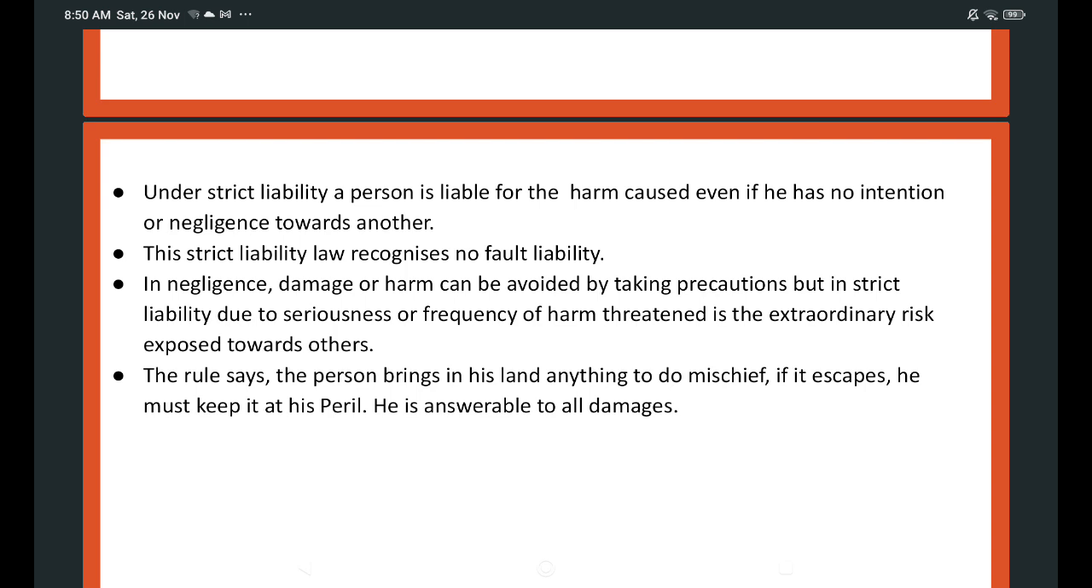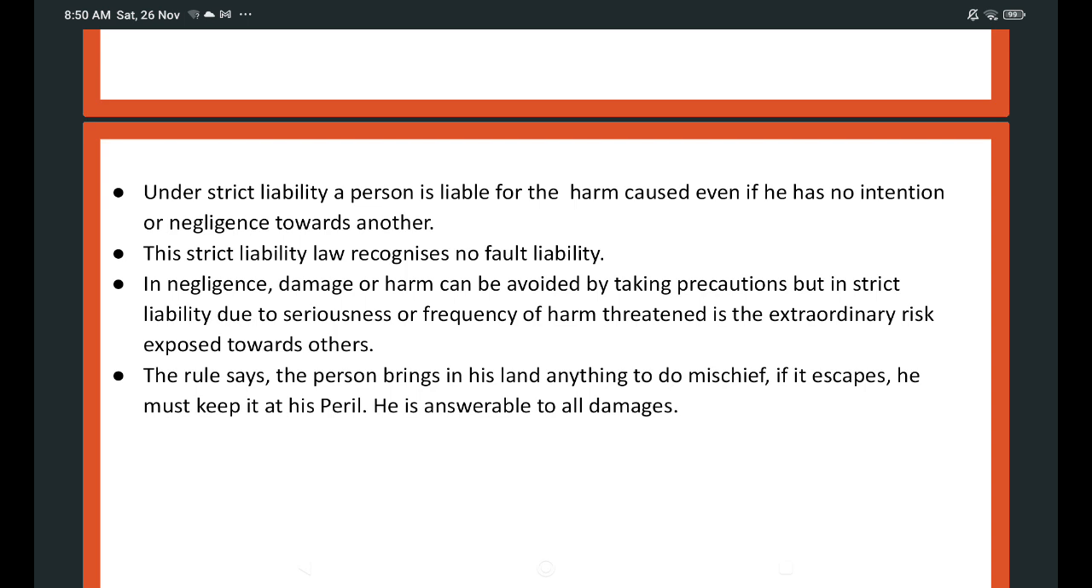The principle evolved in the Rylands versus Fletcher case. Under strict liability, a person is liable for the harm caused to others, even if he has no intention, even if there is no negligence towards others. It is no fault liability. In negligence, harm can be avoided by taking precaution. But in strict liability, the harm threatened is an extraordinary risk exposed towards others.